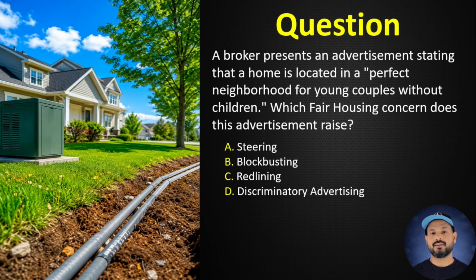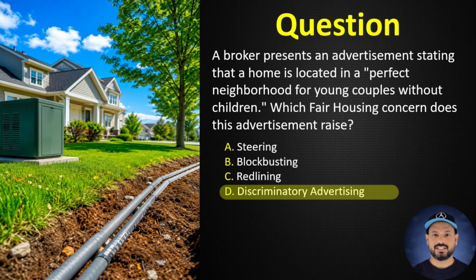Question number 9. A broker presents an advertisement stating that a home is located in a perfect neighborhood for young couples without children. Which fair housing concern does this advertisement raise? A. Steering, B. Blockbusting, C. Redlining, D. Discriminatory advertising. Correct answer, D. Discriminatory advertising. Advertising cannot express preferences based on protected classes such as familial status.